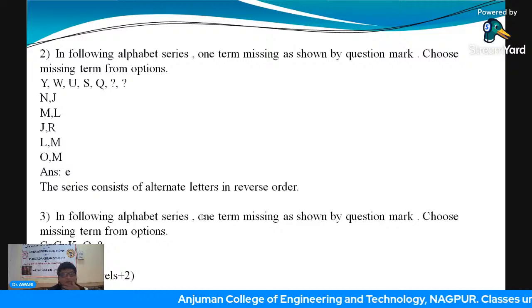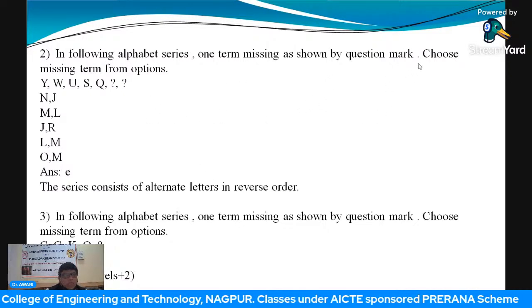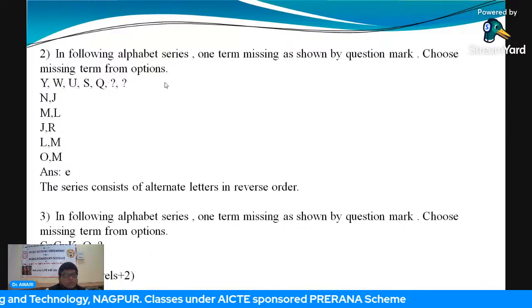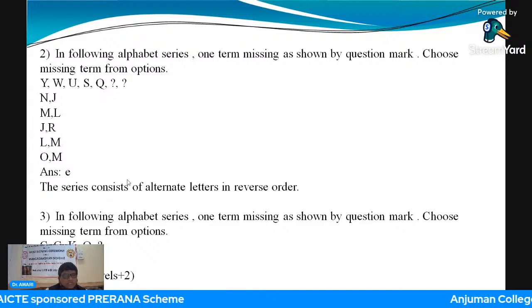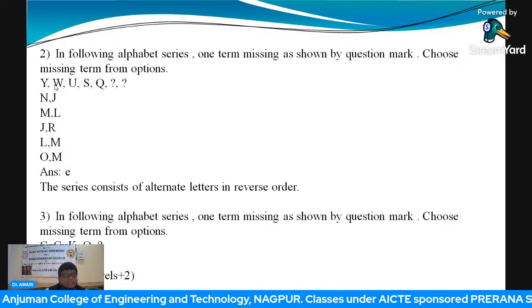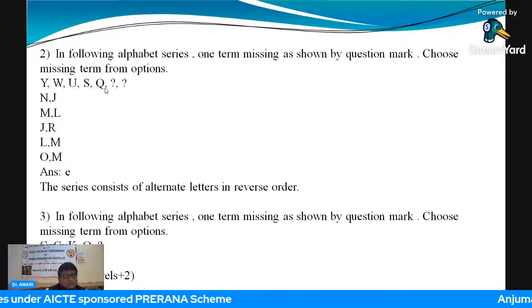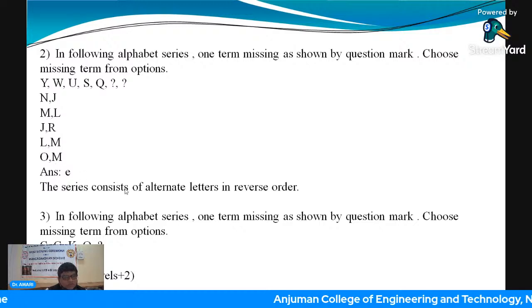So in the following alphabet series, one term is missing as shown by the question mark. Choose the missing term from the options. So Y, W, U, S, and Q. The series consists of alternate letters and that too in reverse order. So Z is missing, then Y, then X is missing, then W. Similarly, after the Q, what will be there? That is O and M will be there.